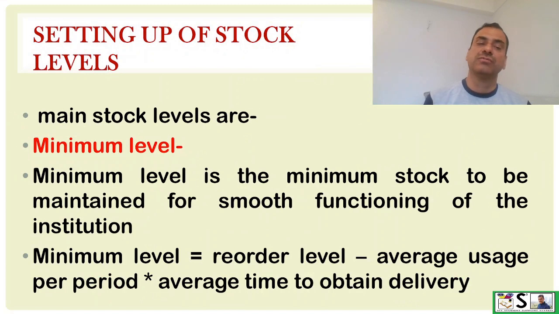Setting up of stock level. What are stock levels? Different stock levels we will discuss here. Main stock levels are minimum level. Minimum level means the minimum stock to be maintained for smooth functioning of the institution. This stock should be available all the time. We can understand it in this way: minimum level is reorder level minus average usage per period, say per month or per year, and average time to obtain delivery.